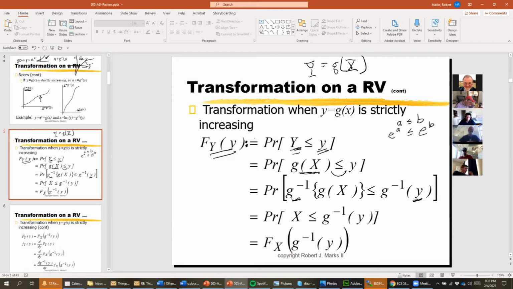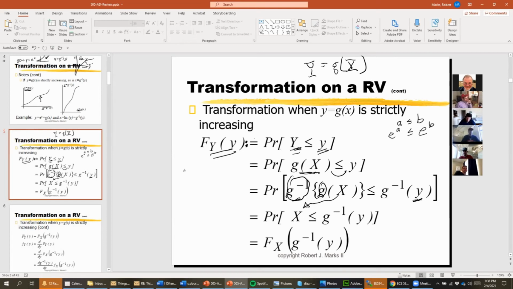And what happens if you apply a g inverse to the original function? Well, you get the original thing back, right? You get the original random variable back. The log of e to the x is equal to x, right? Or e to the log of x is equal to x. So we get back exactly the same function. We're inverting the function. And this is less than or equal to g inverse of y.